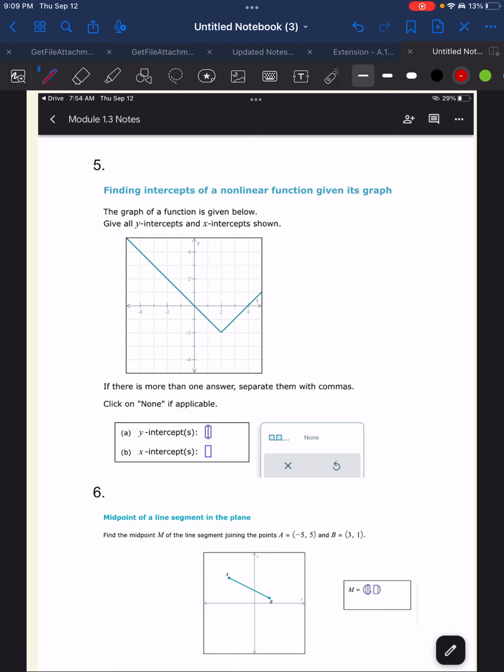All right, number 5. Here they want to know what the x-intercept and the y-intercept are. Your x-intercept is where the line crosses the x-axis.